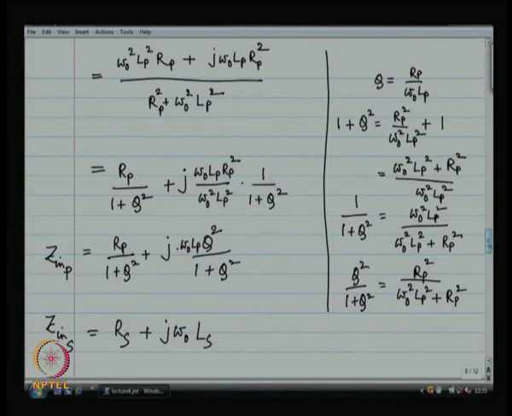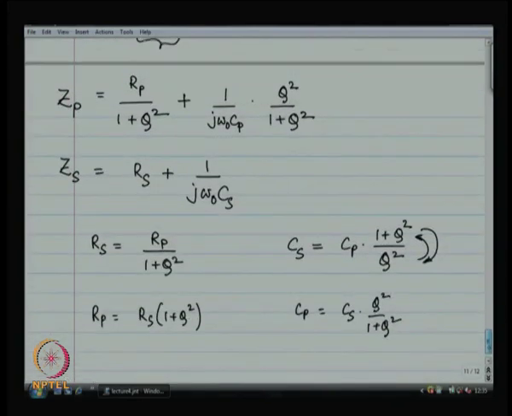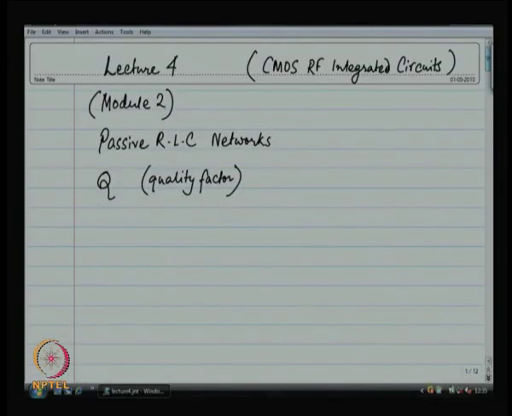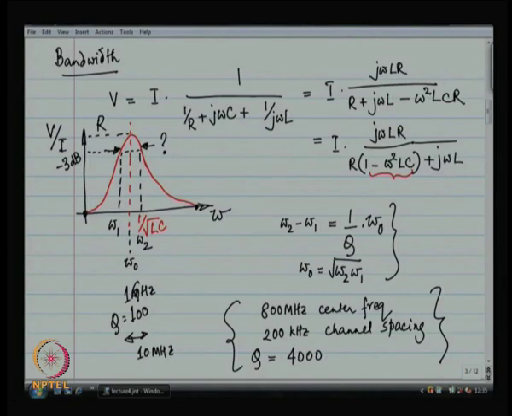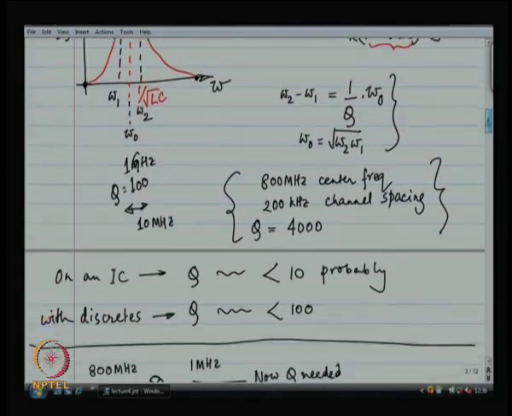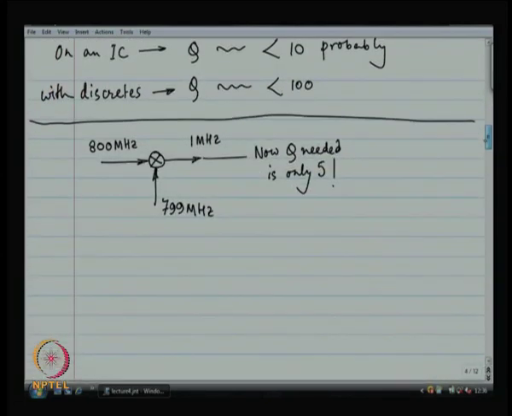Okay. So, with this I will summarize what we have done today. To start with, we talked about bandwidth. What is the relationship between the quality factor and the bandwidth of a circuit? You can go back to your network theory and it can be proved that the bandwidth is going to be the center frequency divided by the quality factor. So, that is number 1.